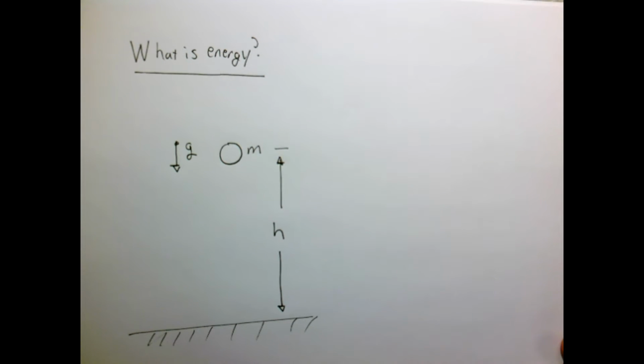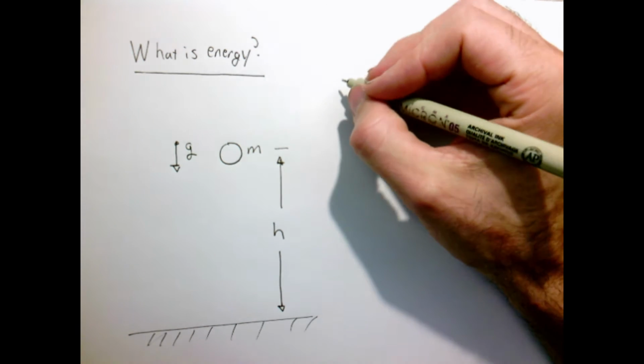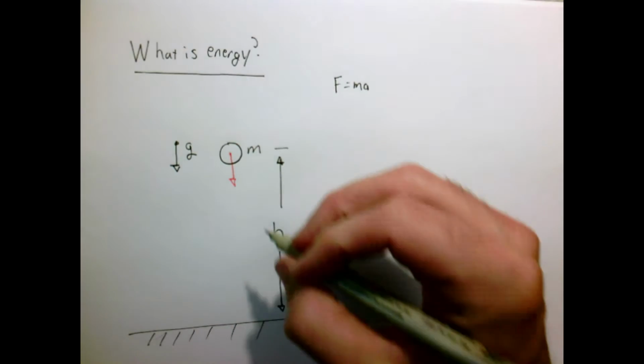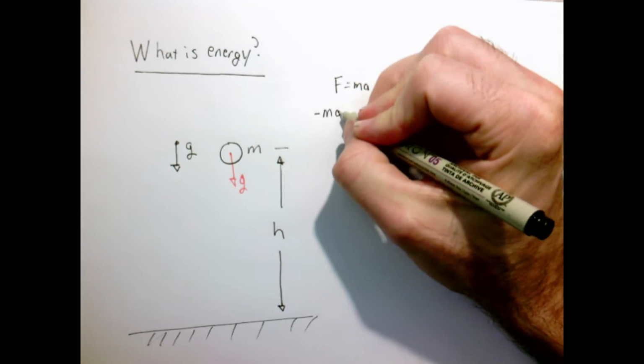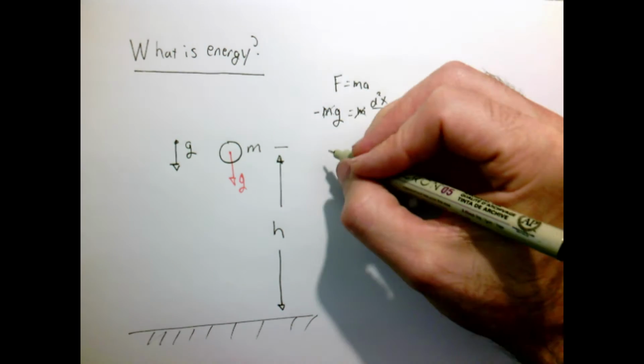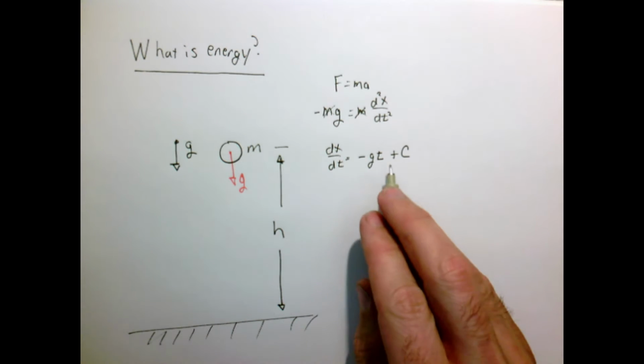So this is a problem that you've probably worked many times in physics. Let's start with the classic way you're probably taught to solve this, by saying F equals ma. Now the forces acting on this object are just the forces due to gravity. So minus mg equals mass times acceleration, or the second derivative of the position. x will be the position. So I can integrate this once, realizing instantly that the mass doesn't matter. So I get minus gt plus some constant of integration.